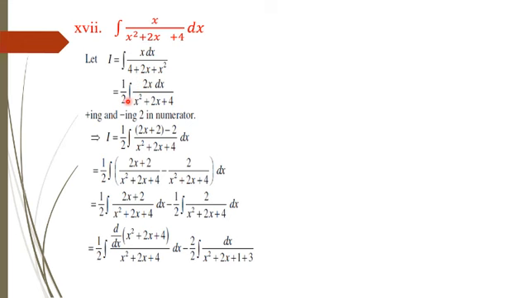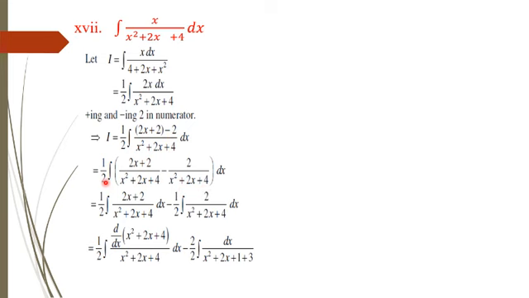Multiplying and dividing by 2 in the numerator as well as the denominator. Now we know that the derivative of 2x is 2. 2 is missing, so we add and subtract 2 in the numerator. Why? Because the derivative of 2x is 2 and 2 is missing, so plus 2 as well as minus 2. So this can be written in the form of 2x plus 2 over x square plus 2x plus 4 with minus 2 over x square plus 2x plus 4.